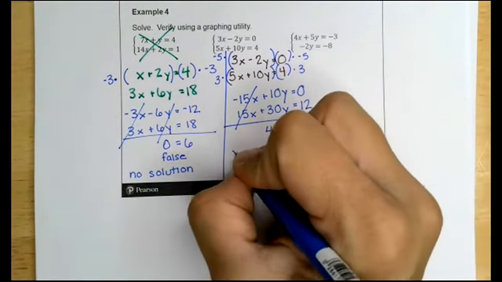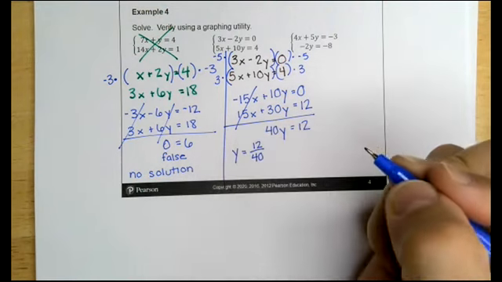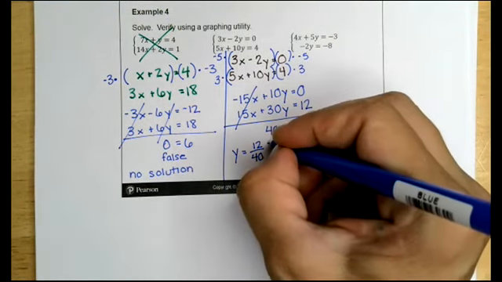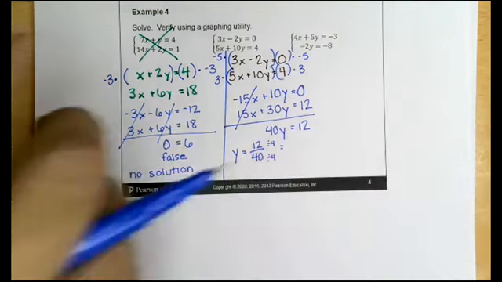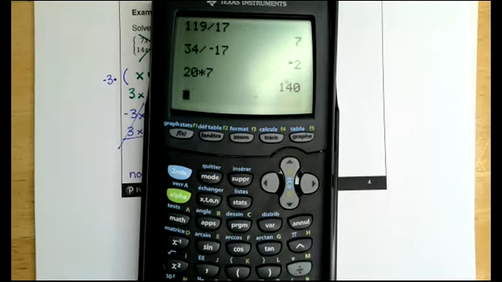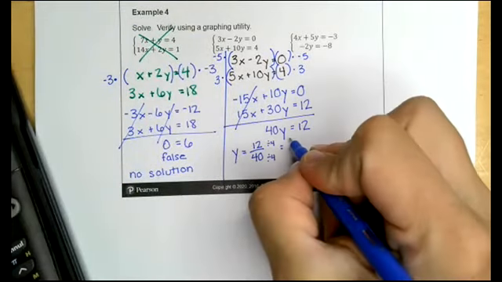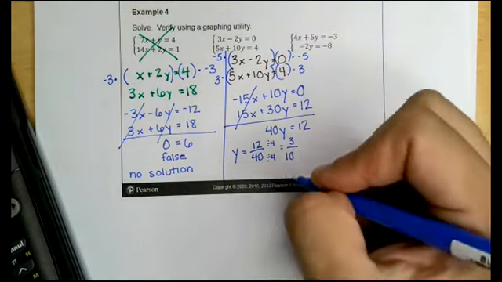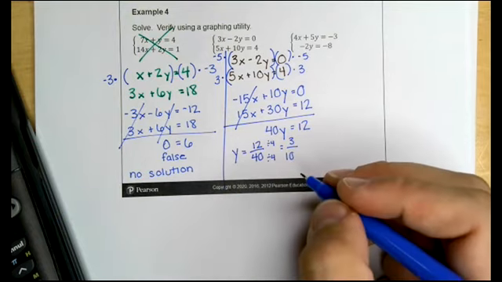So that means y is 12 over 40. We can divide both 12 and 40 by 4 to simplify it, or you can put it into your calculator. 12 divided by 40, fraction, 3/10, because 12 divided by 4 is 3, and 40 divided by 4 is 10. So I know y is 3/10, and then I need to put that back up into one of the equations.